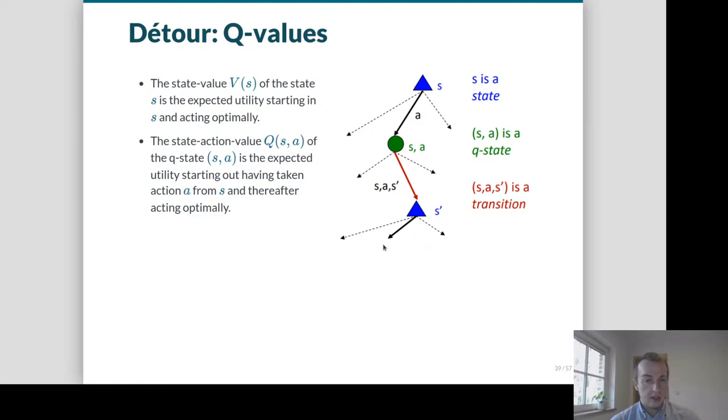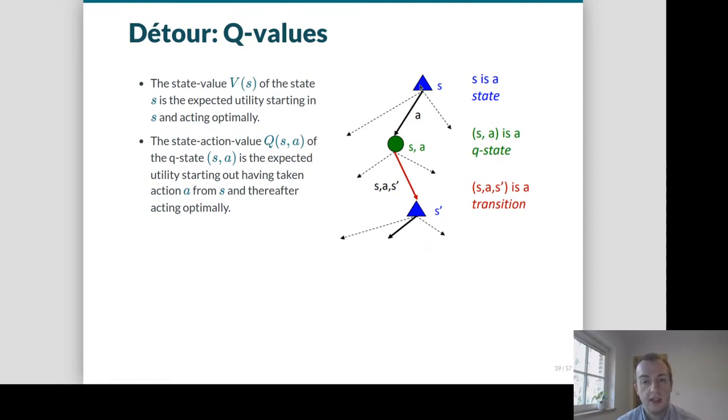All right, but there is an indirect way to still be able to derive an optimal policy in a variant of TD learning. But before we do that, I need to introduce a new concept, which is the concept of state action values, or Q states. So before, in the previous lecture, we defined the state value V of S of some state S as the expected utility starting in state S, where a state S is represented by one of these blue triangles, and then acting optimally, right? This is what we've been using so far.